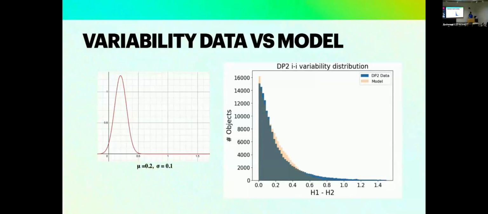What if we try something else? This looks a little better. Mu of 0.2, sigma of 0.1. Visually, it looks a little better. Still rejected 10,000 times out of 10,000.